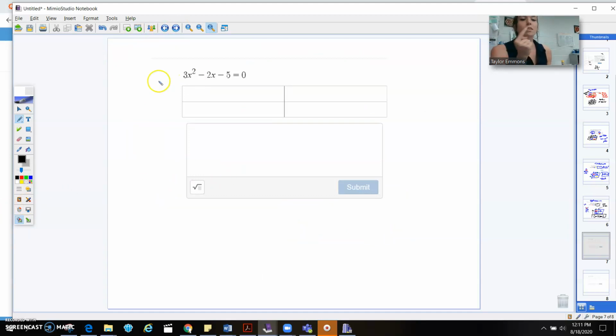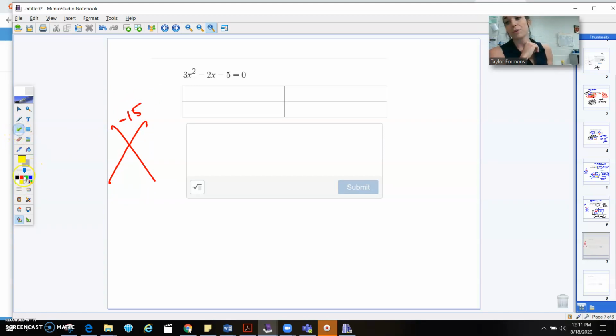All right, so this is on that second Desmos link. This is the first problem. So what they want you to do is use the box method, and then they also want you to tell them the factors. So what you're going to do on this is you're going to do your a times c, which is going to give you negative 15.